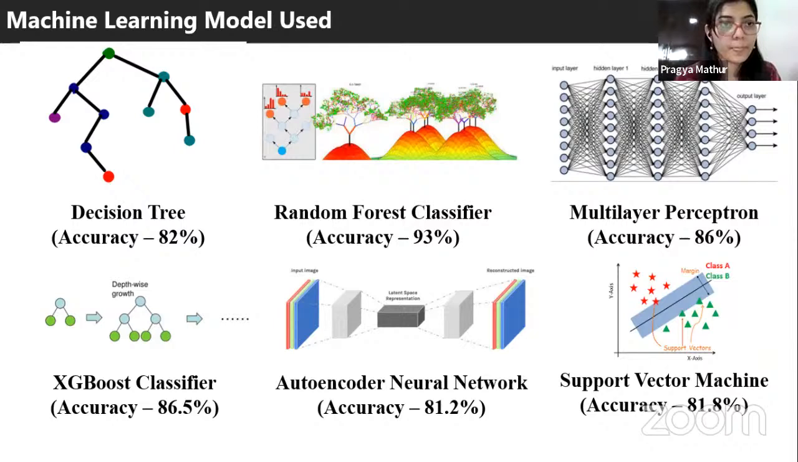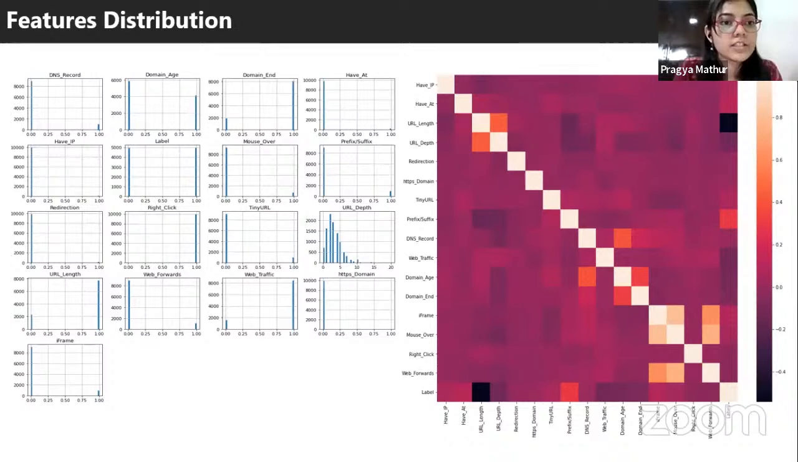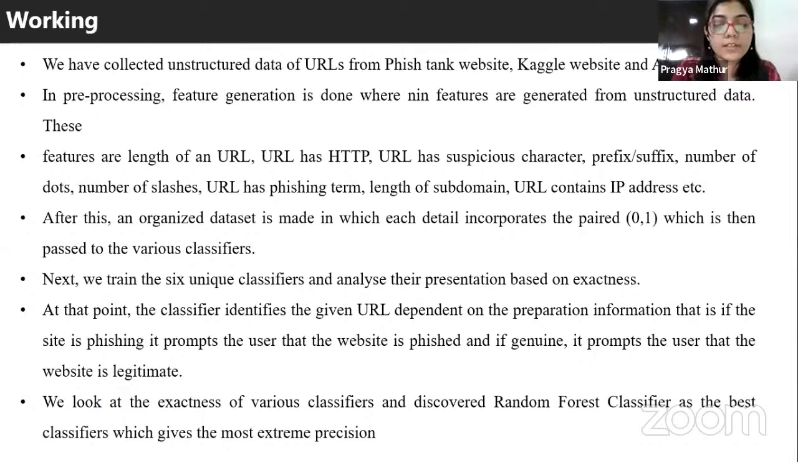Now, this is the feature distribution graph, where we can see that this is the legitimate URLs, and this could be the phishing URLs. This is all based on the 27 features which we have selected, like DNS record, domain age, domain end, etc. Now, the working of our phishing website detection is that we have already collected unstructured data of URLs from phishing websites, like the Kaggle website and the Alexa website.